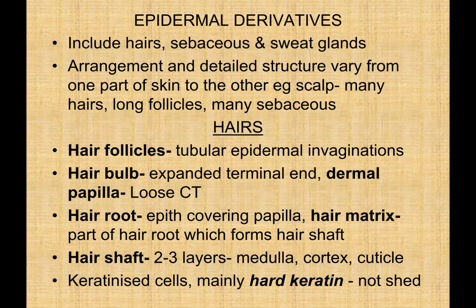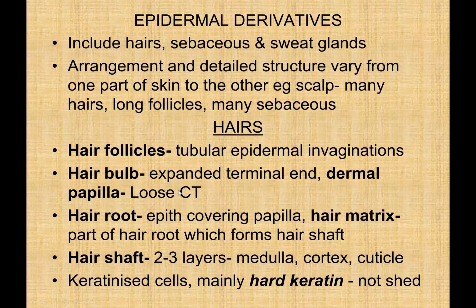So now let's look at the epidermal derivatives. The very first one is the hair. It includes the hair, the sebaceous glands, the sweat glands, and then we'll be looking at the nails as well. So let's talk about the hair. The hair is made up of a hair follicle, that's a tubular epidermal invagination. We'll be looking at that.